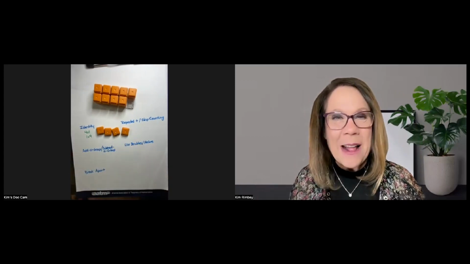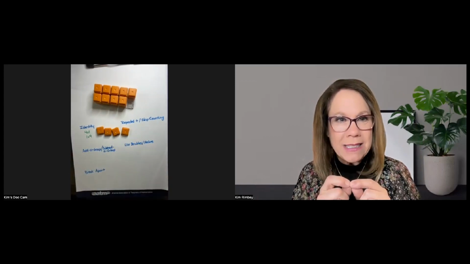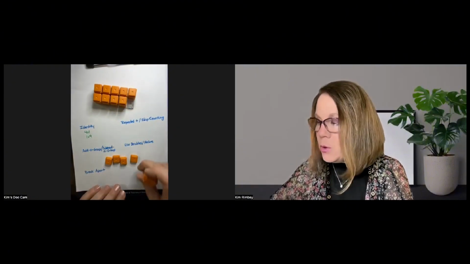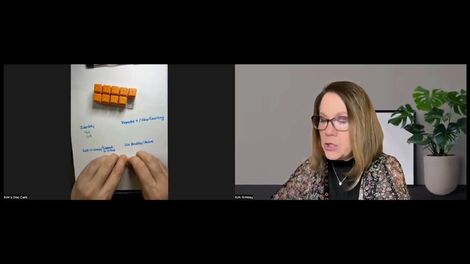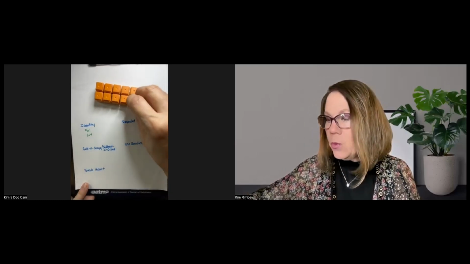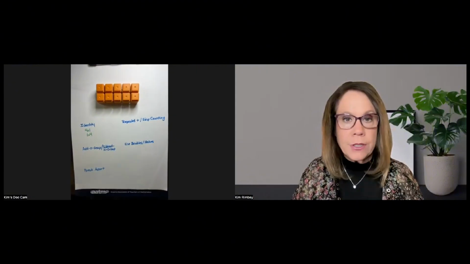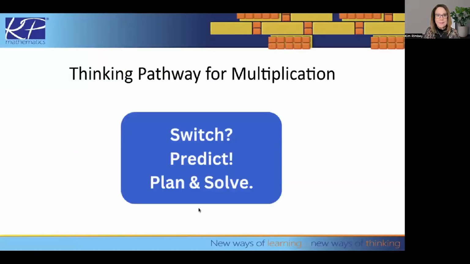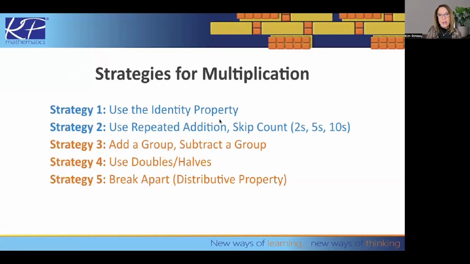In either case, that 1 being the identity element, it actually shows that you still have 4 either way. Either you have 4 individual items or you have a group of 4. So that's what we want our students to become really familiar with. So that's why we want to first have them take a look with that thinking pathway. Are we going to switch? Does that make a difference in how I think about it? Then I'm going to make a prediction, how large or small, how many times larger is it going to be? And then plan and solve.